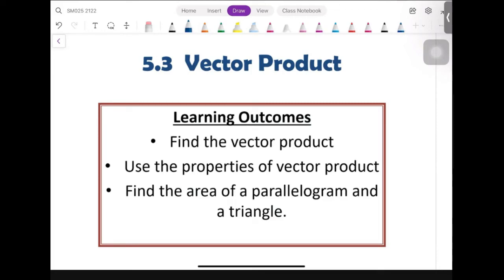In this video, we will learn how to perform vector product. There are three main learning outcomes, which are find the vector product, use the properties of vector product, and find the area of parallelogram and triangle.